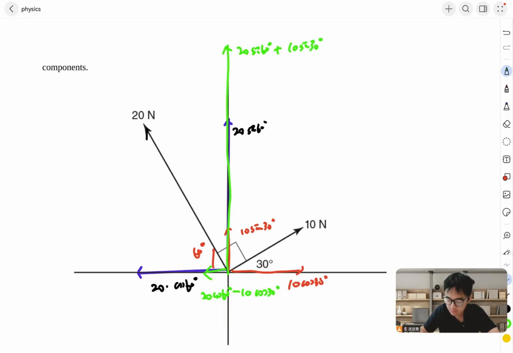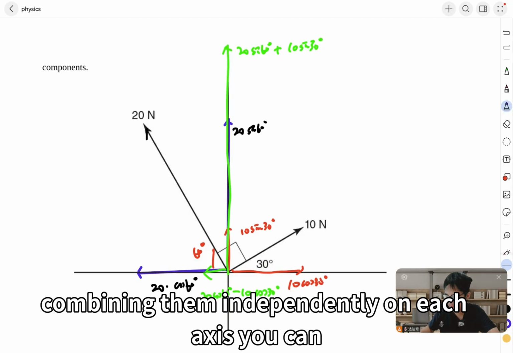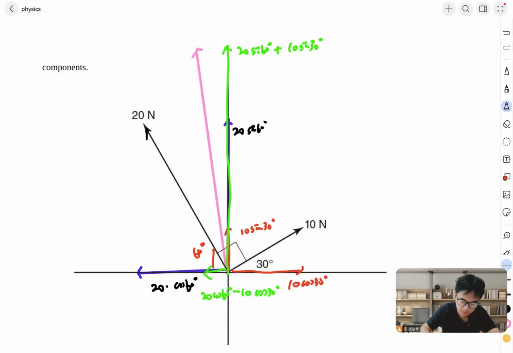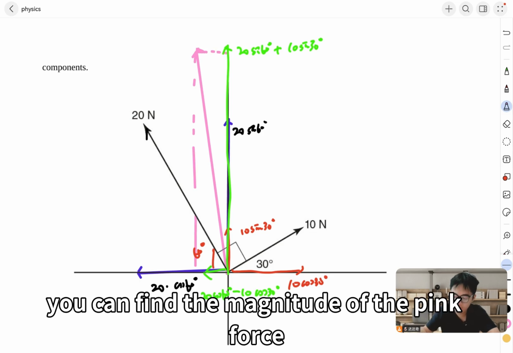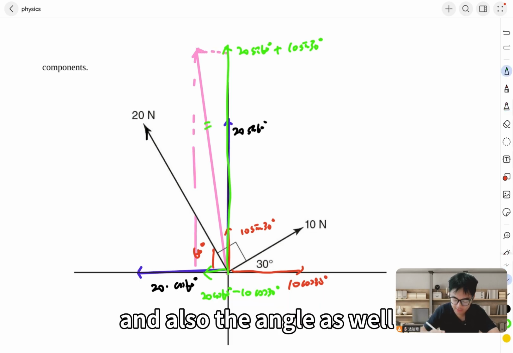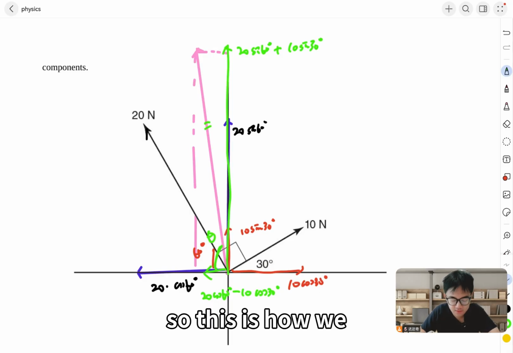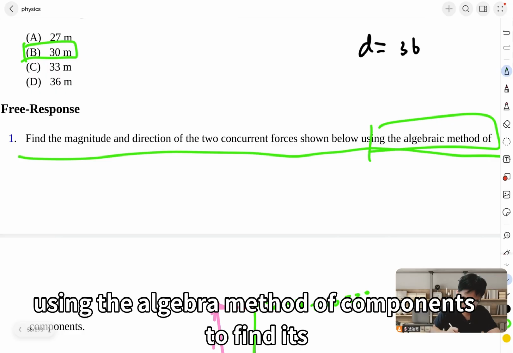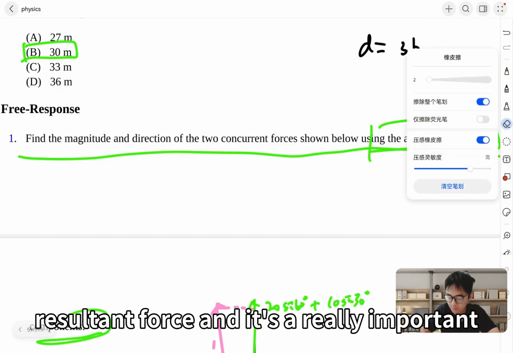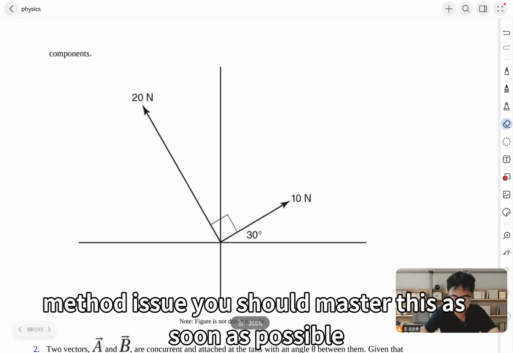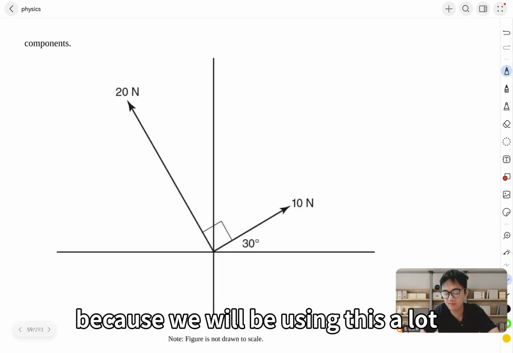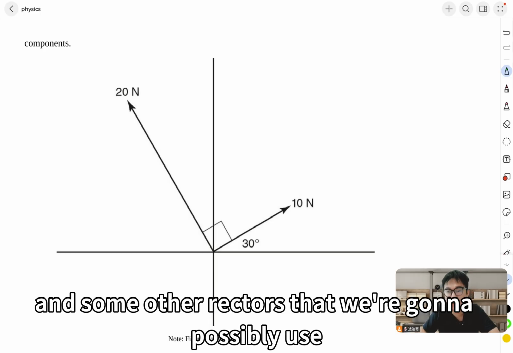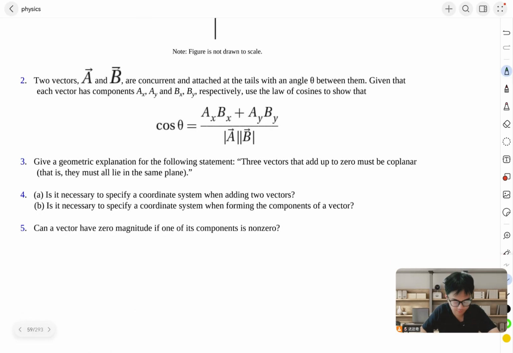And after combining them independently on each axis, we can do the final combination. Using a simple Pythagorean theorem, you can find the magnitude of the pink force and also the angle. So this is how we use the algebraic method of components to find the resultant force, and it's a really important method. You should master this as soon as possible, because we will be using this a lot in the future when we learn acceleration, forces, displacement, and some other vectors.